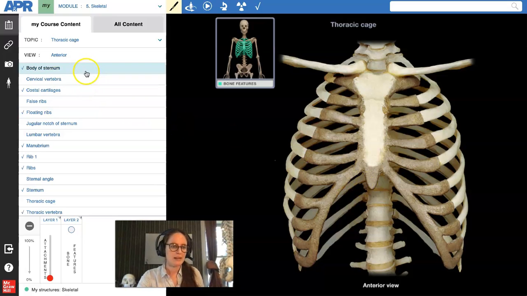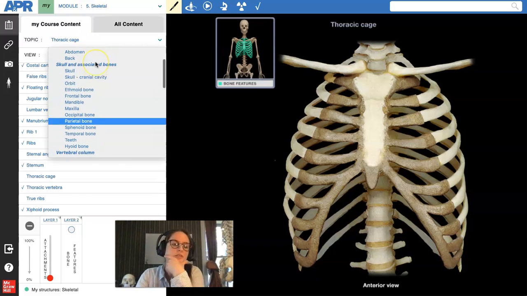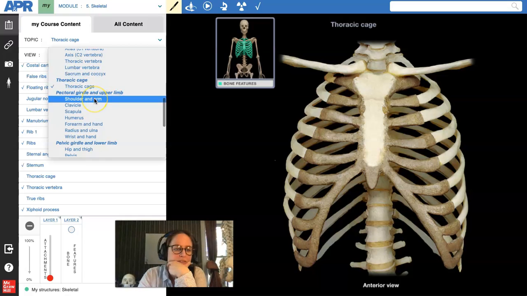So again, your clavicle is not going to be labeled here. Okay, this is your clavicle. It's really more part of your shoulder girdle. I think I could rearrange this so that your clavicle's in with your shoulder structures along with your scapula. Yeah, we have your scapula coming up right now. In fact, thoracic cage, let's go back to shoulder girdle for just a second. Pectoral girdle, shoulder and arm.